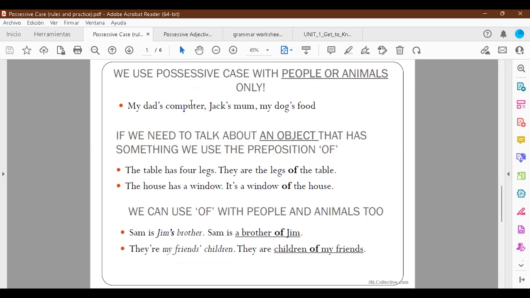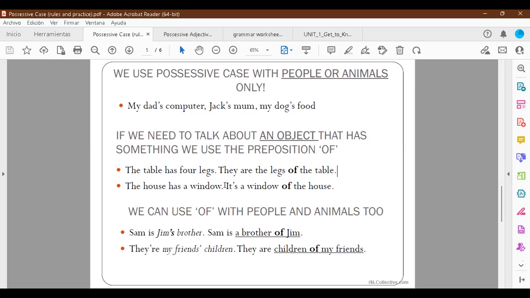Okay, we use possessive case with people or animals only. Look at this. My dad's computer, Jack's mom, my dog's food. Entonces utilizamos el caso posesivo con personas y animales solamente. If we need to talk about an object that has something, we use the preposition of, lo que mencionábamos ayer al final. Si hablamos de un objeto que está compuesto de otras partes, tenemos que utilizar la preposición of. The table has four legs. La mesa tiene cuatro patas. They are the legs of the table. Ellas son las patas de la mesa.